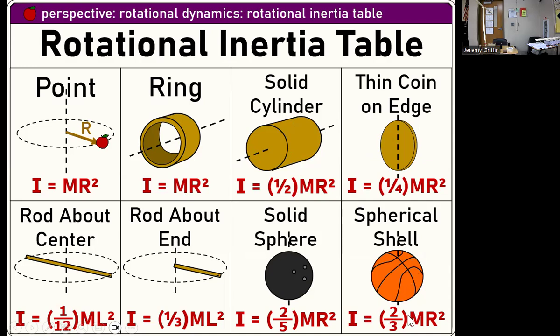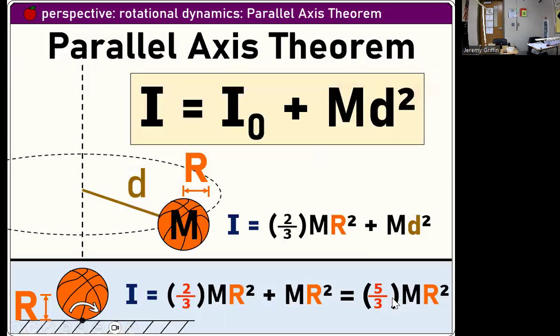Now this 2/3 mr squared is only if it's spinning around your finger. But if I flip forward a few slides, if the basketball is rolling across the floor, it's actually different. If you were blindfolded and gave the basketball a push, how much resistance would you feel trying to get it started? It's not 2/3 mr squared. It's actually 5/3 mr squared, because the basketball is not rotating about its center. It's rotating about this point down here at the bottom, which is a different amount. This is the parallel axis theorem.